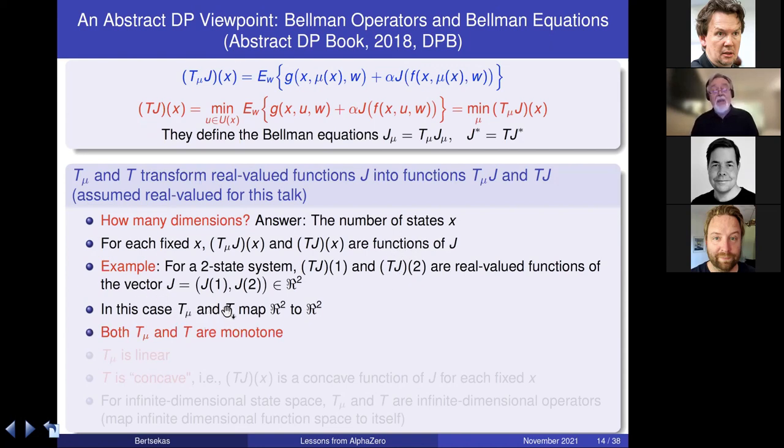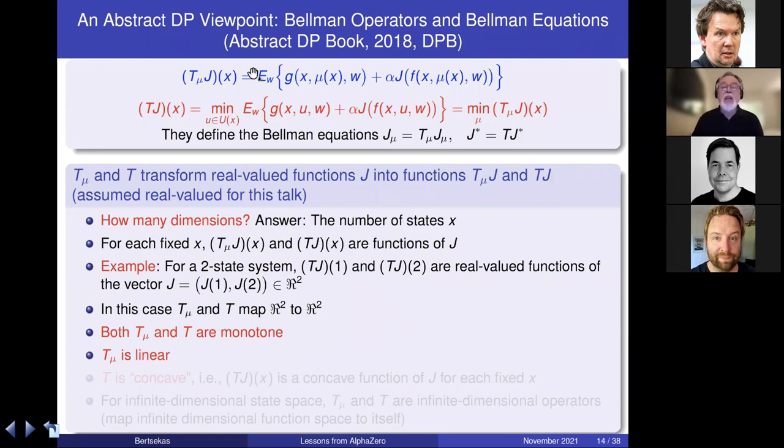But on the other hand, even though T mu and T are large and perhaps difficult to visualize, at first sight they have some nice properties. The first is that they're both monotone. As you increase uniformly the J function here and here, T mu sub J and TJ also increase. The reason is that the expectation preserves monotonicity. Expectation means a positive linear combination. So it has the monotonicity property. And similarly here, as you increase J, because the expectation operator preserves monotonicity, and the minimization also preserves monotonicity, you have that T mu and T are monotone.